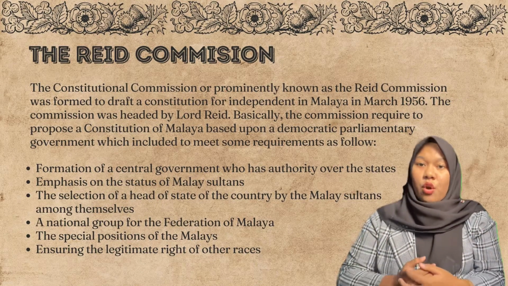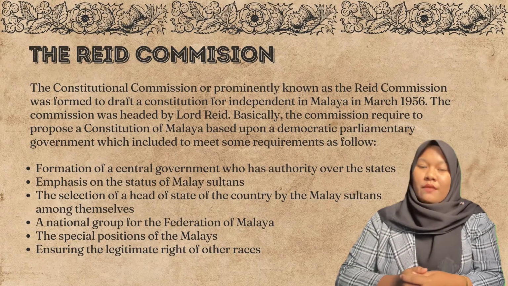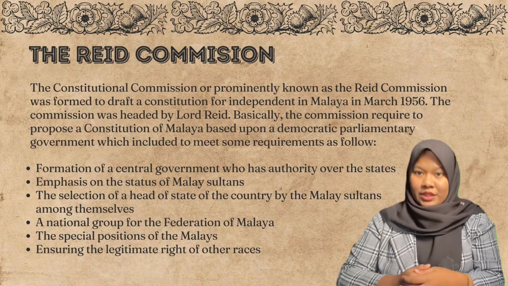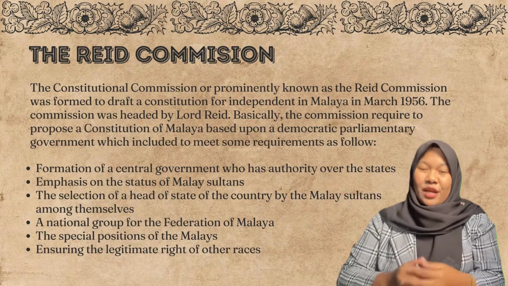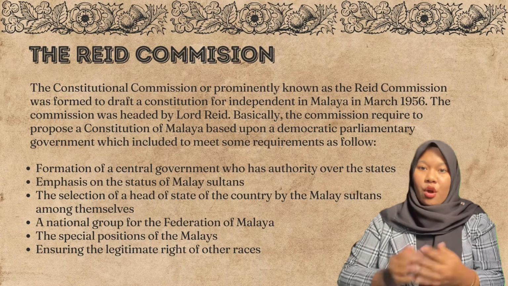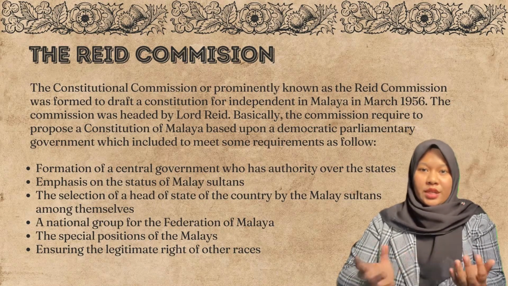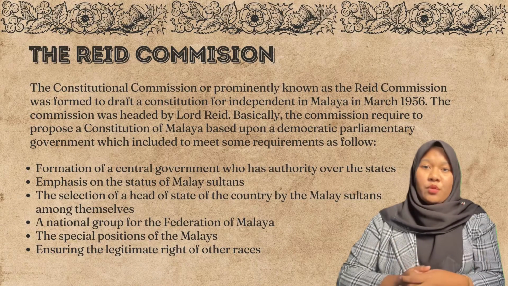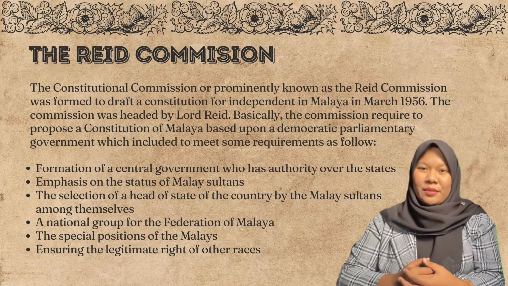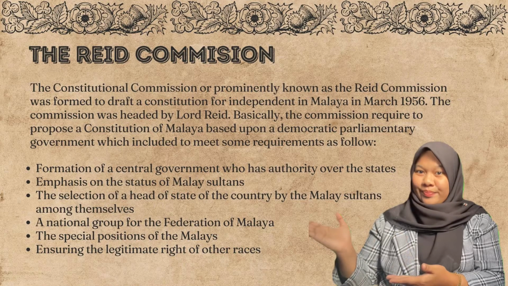The Constitutional Commission, prominently known as the Reid Commission, was formed to draft a constitution for independence in Malaya in March 1956. The commission was headed by Lord Reid, a distinguished Lord of Appeal in Ordinary, and comprised constitutional experts from fellow Commonwealth countries. Basically, the commission is required to propose a constitution of Malaya based upon a democratic parliamentary government, which included meeting some requirements as follows.